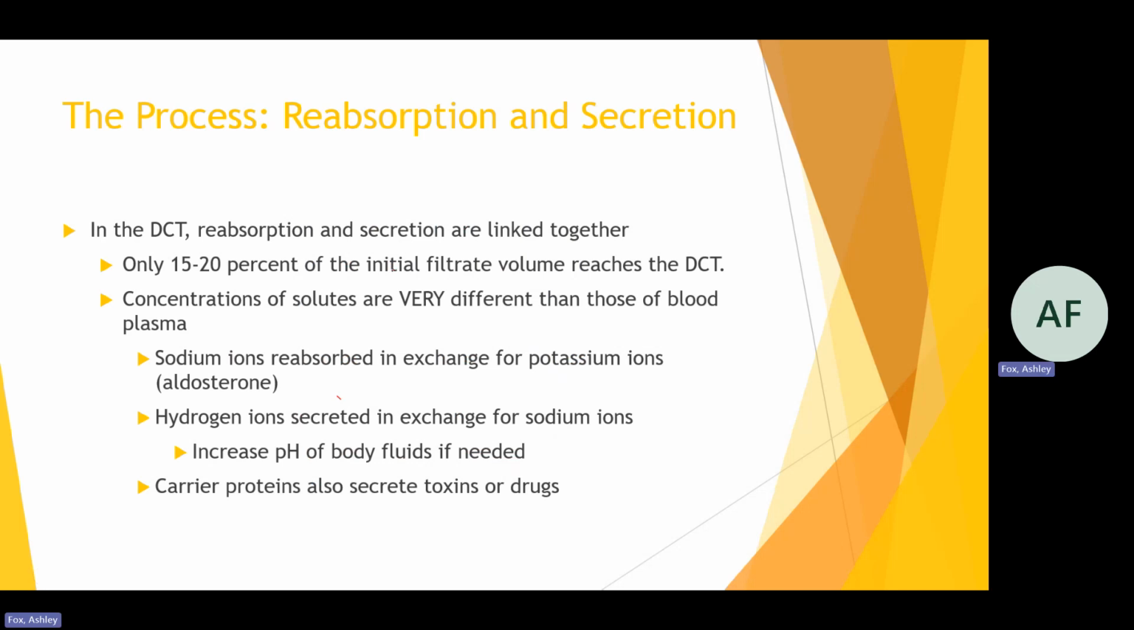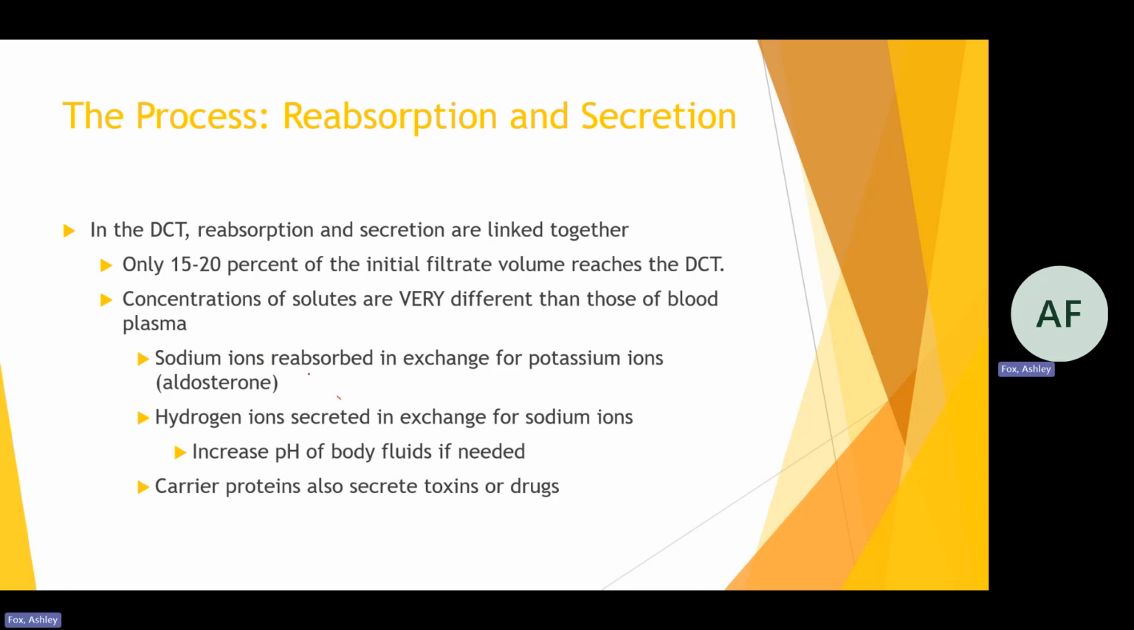In the distal convoluted tubule, we skip the nephron loop, which we'll talk about a little later. So reabsorption and secretion are kind of linked. By the time we've gone through the proximal convoluted tubule and the nephron loop, about 15 to 20% of what we initially started with is going to come to the distal convoluted tubule. So we've gotten to a point where filtrate is very different from what we started with. Remember, we started with the same as plasma, and we've changed different concentrations of solutes until we get to the distal convoluted tubule.